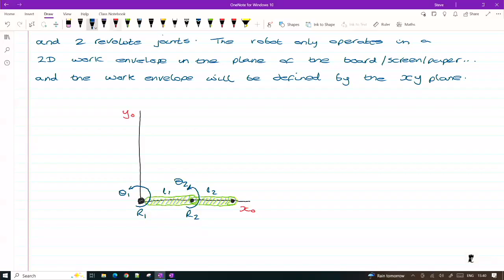And what we're going to do is the point at the end that we're interested in locating, the position where our tool will be or end effector, we're just going to label point P. And for our purposes, L1 equals L2 equals 1 unit.